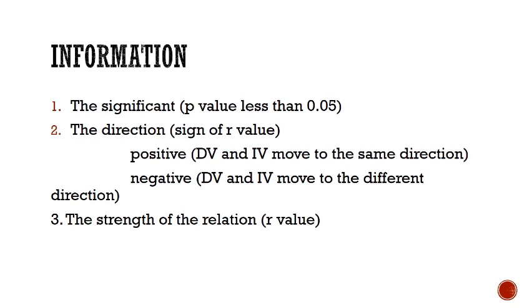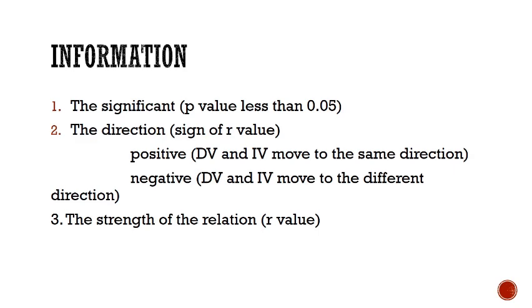When you run the correlation, what can you find? The first one is a p-value, which is a significant value that is less than 0.05. And then the direction. This is the sign of our value. If it is positive, listen to me, if it is positive, meaning that DV and IV move together. Let's say IV goes up, DV will also go up. If negative, meaning that DV goes down when IV goes up, so they move in different directions.